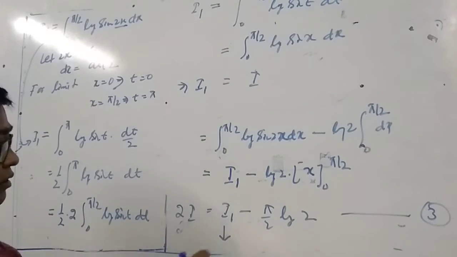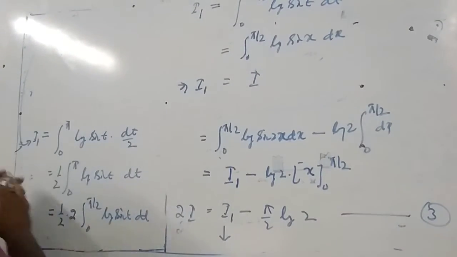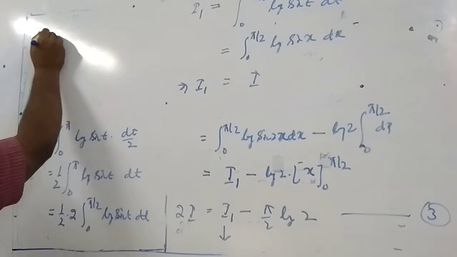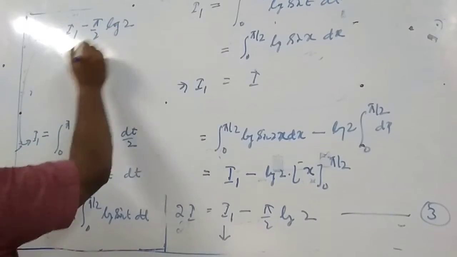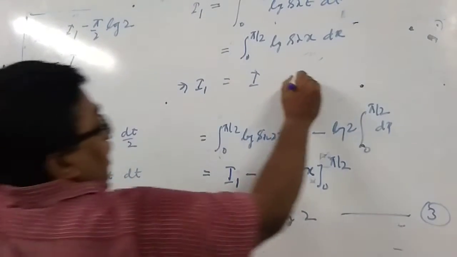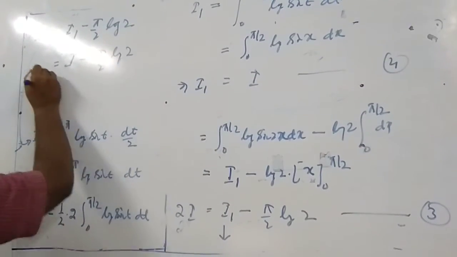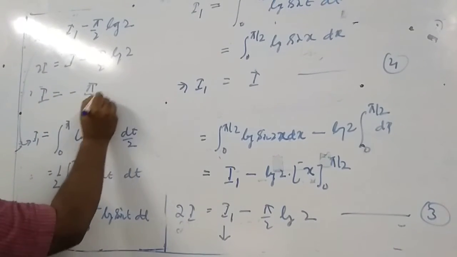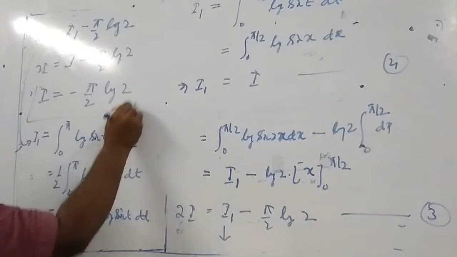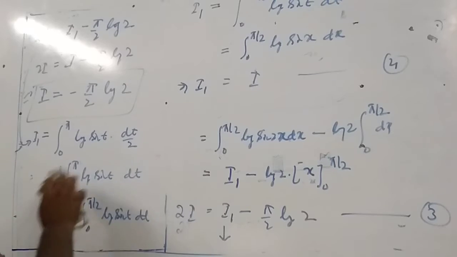Okay, you can see here equation number 3, 2I is equal to I1 minus pi by 2 log 2, and the value of I1 as in equation number 4 is I minus pi by 2 log 2. Shift I this side, so finally I is equal to minus pi by 2 log 2, and that is your final answer. So this is a long question. Step by step you have to do it.